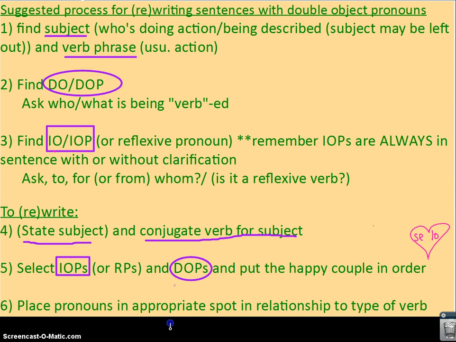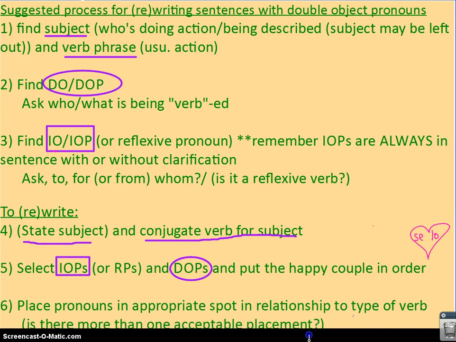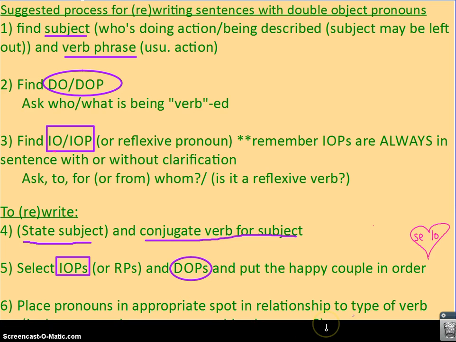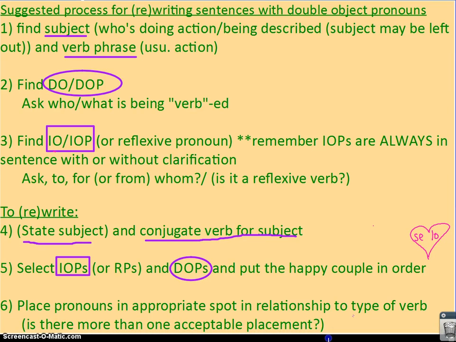And step 6. After selecting what pronouns you need, place your pronouns in an appropriate spot in relationship to the type of verb you have, because you always place your pronouns in relationship to your verb. Depends on what type of verb you have, but that's the rule. And you can ask yourself, is there more than one acceptable placement? If you have more than one type of verb, you probably have more than one acceptable type of placement. And that just goes off of your pronoun placement rules.